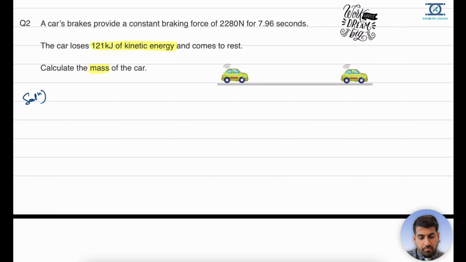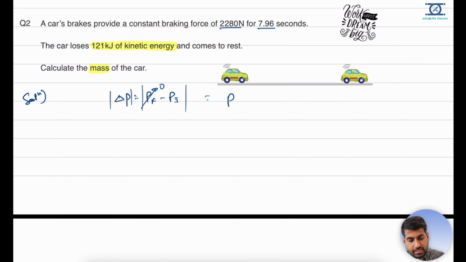Now in such type of problem, you have to make sure that if the kinetic energy is given, the braking force is given, the time is given, then think in terms of the momentum, force, time. That is the impulse, right? The change in momentum can be written as momentum final minus momentum initial. Momentum final is 0. I am taking the magnitude of this case, so I can write momentum initial as P. That will be the momentum initial of the car, right?